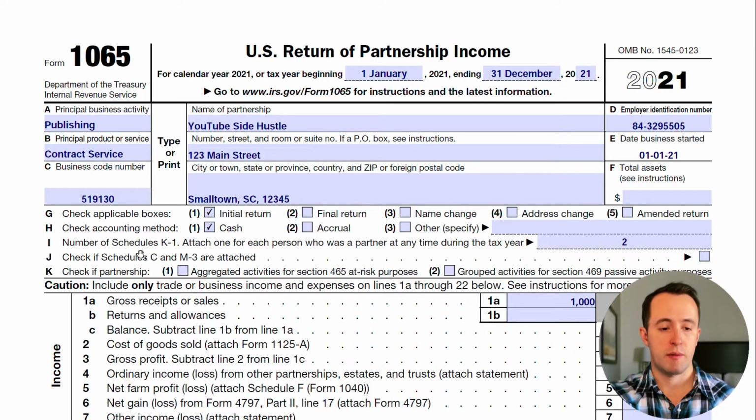Item I, check the number of Schedule K-1s. You have to have one for each person that is a member of your partnership. For this example, we're just going to say there's 2 partners. J, this section also relates back to F. If you don't have to fill out F, you're not going to have to attach Schedule C or M-3. We'll address that on page 2, as I mentioned previously. Item K, check if the partnership applies. Majority of people don't have to worry about these.